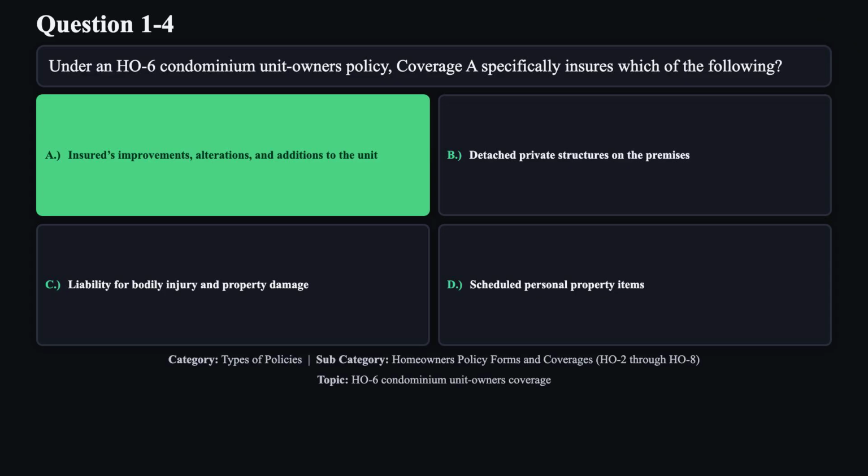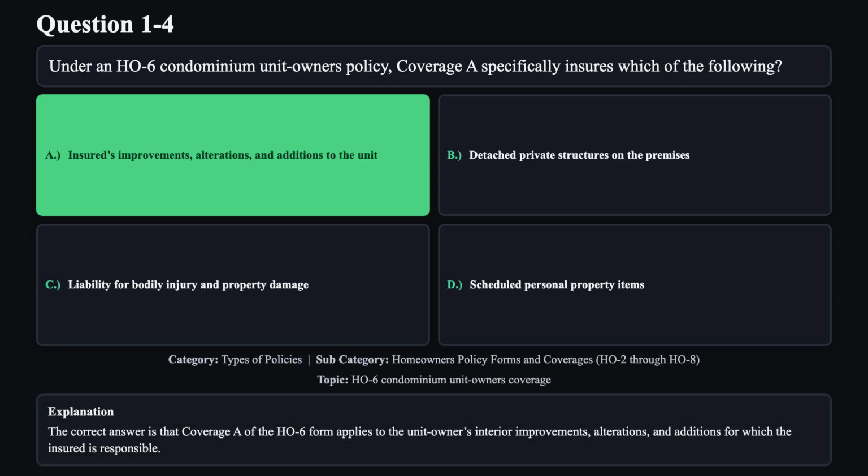The correct answer is A. The correct answer is that Coverage A of the HO6 form applies to the unit owner's interior improvements, alterations, and additions for which the insured is responsible.